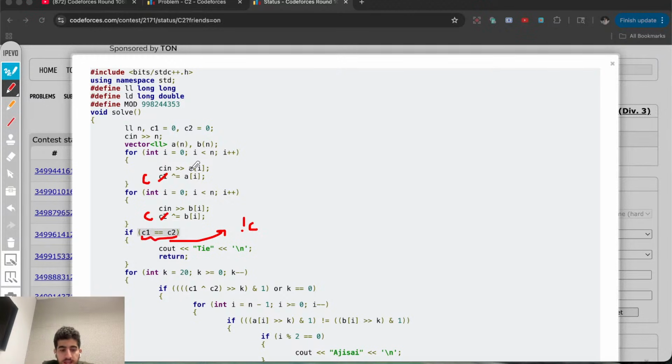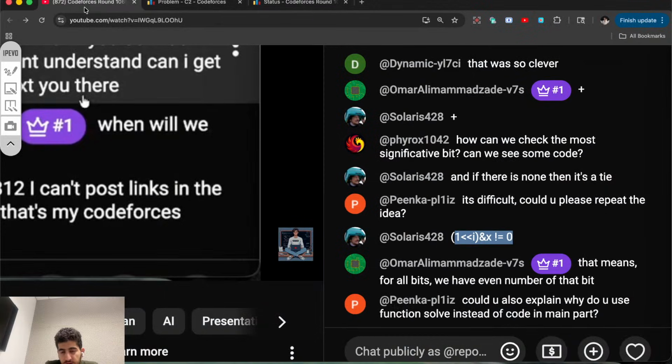If they are equal, it means that in each bit, the parity in A and the parity in B are equal. So in total, for each bit, we have an even number of them. If instead of C1 and C2 we have only C, it was just enough to say if C equals 0. That means that for all the bits we have an even number of them. Then it was a tie. Okay, is it clear so far?